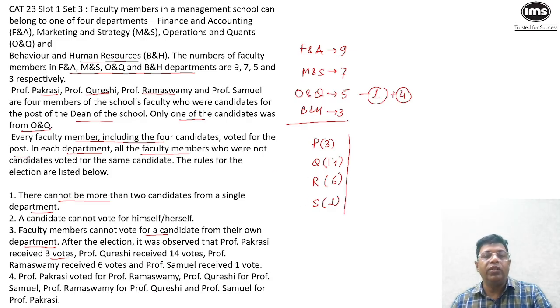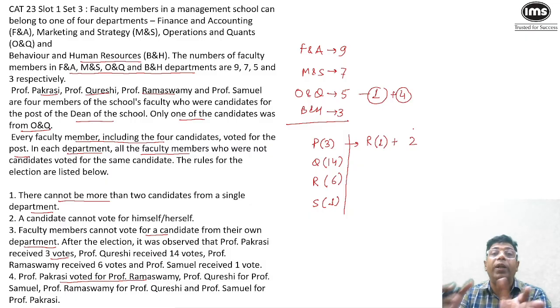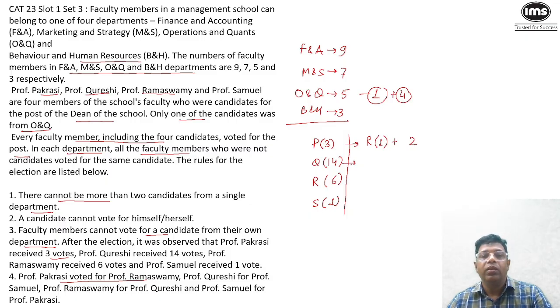Then further it says, Professor P voted for Professor R. So R is getting 1 vote of P, and the rest of the votes should come from one particular department. Similarly, Professor Q voted for Professor S. So S is getting 1 vote of Q. And since he is getting only 1 vote, you can say he is getting 0 votes from any other department. So I think the faculty of F&A, M&S, O&Q and B&H are not voting for S. Only S is getting 1 vote of Q.